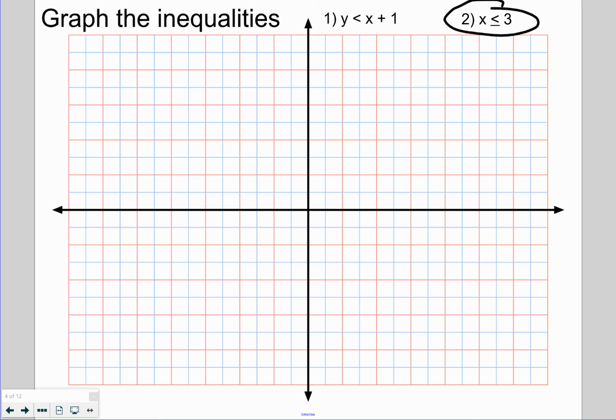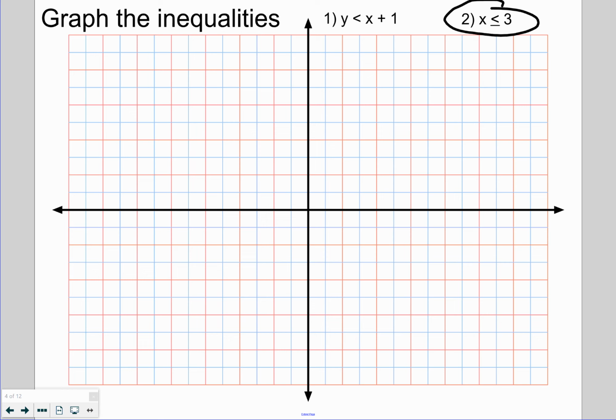It says x is less than or equal to 3. You'll notice there's no letter y. If there's no letter y, here's how you graph it. The way you do it when there's no letter y is you go to the x-axis.